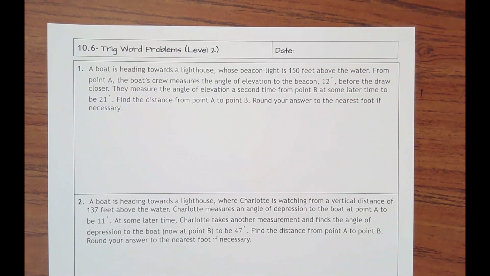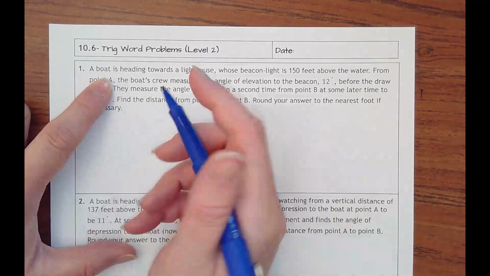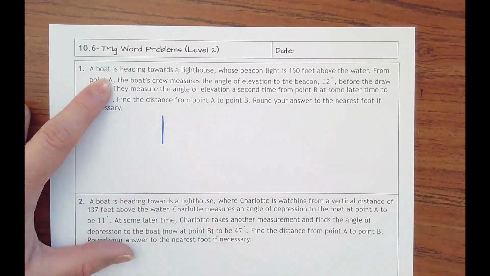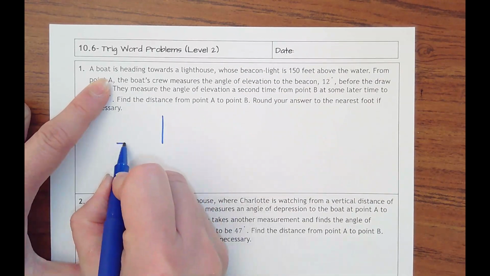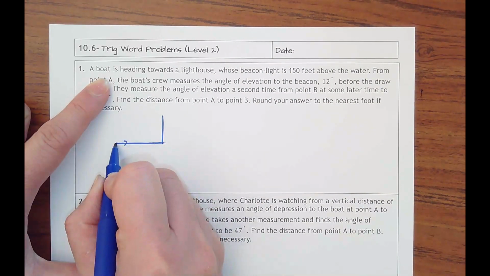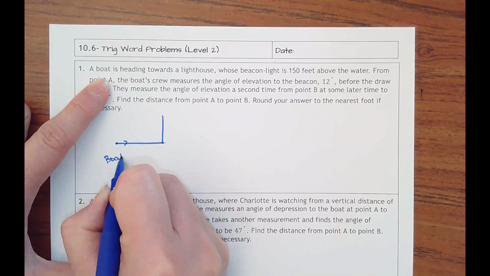10.6 Trig word problems level 2. A boat is heading towards a lighthouse. So again, I already stopped and I think lighthouse is something that's vertical. A boat is coming in towards it. So know that the boat is really right here, coming closer to shore.